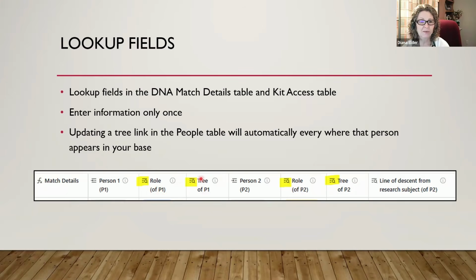And then it also will show their tree. So if you've added a tree there on the people table, then it will show up in match details as well. So again, you don't have to copy and paste tree URLs over and over. It'll just be there.